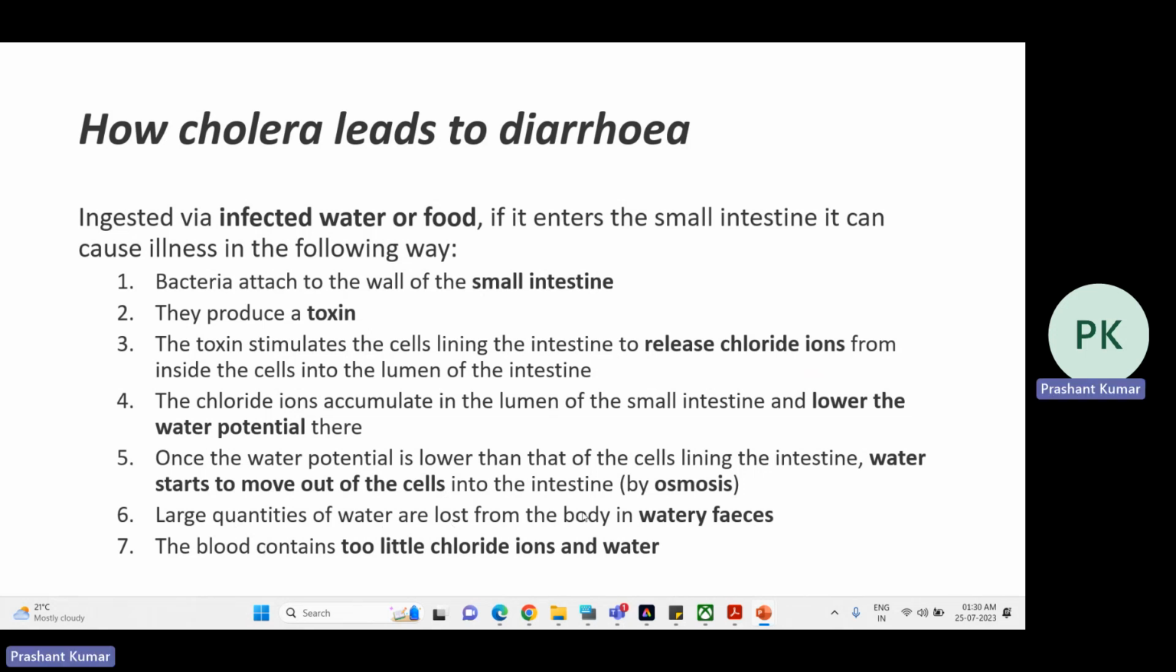Large quantities of water are lost from the body in the watery feces, and the blood contains too little chloride ion and water. So how to replace it? Keep on taking salt water and sugar water.